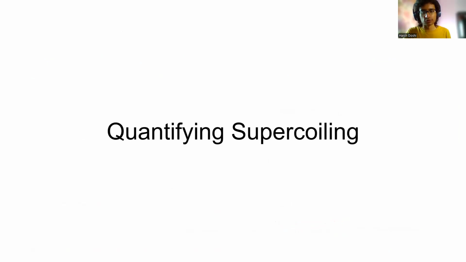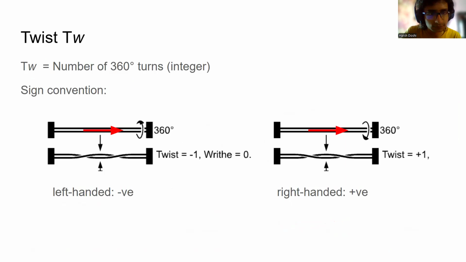So how does one quantify supercoiling? Like I said, there are two properties of supercoiling. One is local and one is non-local. The local quantity is called twist, and it is defined as the number of integer 360-degree turns that is imposed on a straight filament. So here, this description is general. It can apply to any two parallel curves. It doesn't have to be DNA itself.